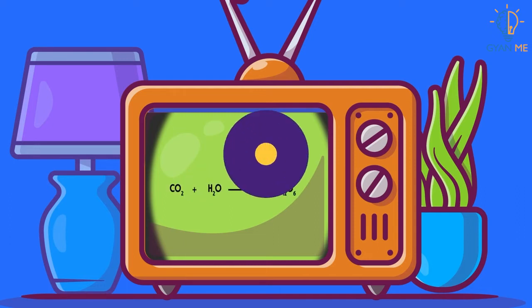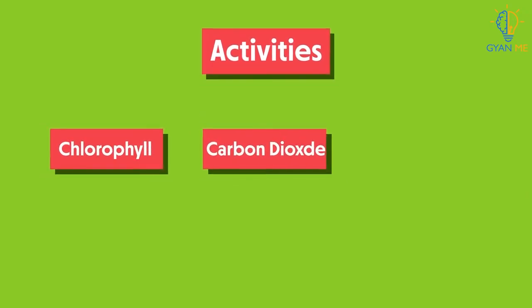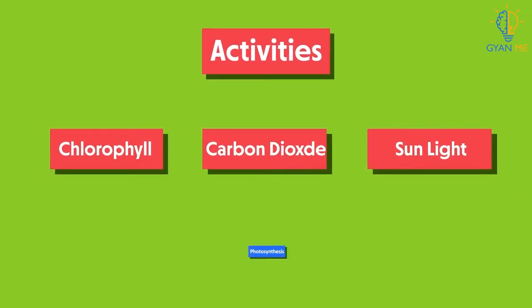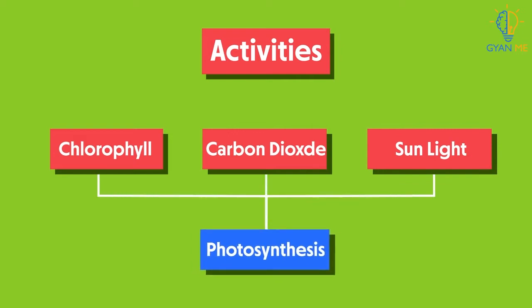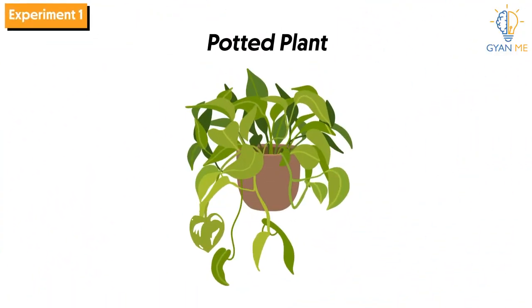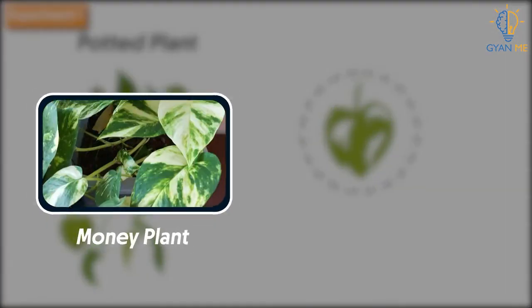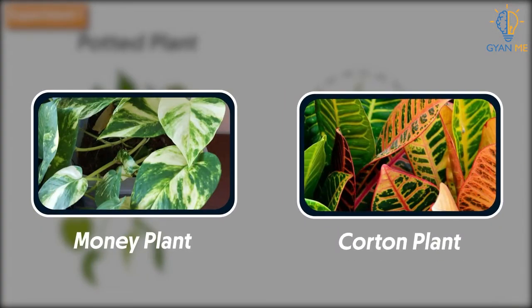In our today's video, let us perform some activities which show chlorophyll, carbon dioxide, and sunlight are essential for photosynthesis. First, let's perform an experiment which shows that chlorophyll is necessary for photosynthesis. Students, let's take a potted plant with variegated leaves. For example, money plant or croton plant.